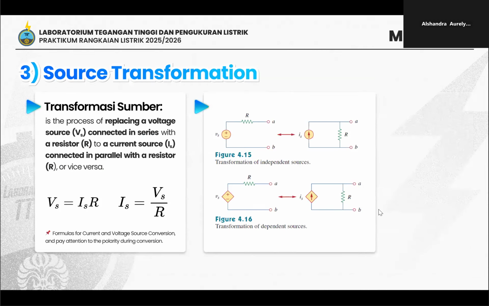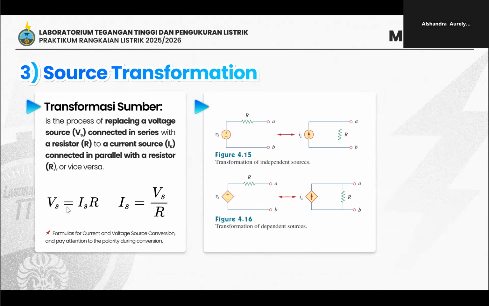Okay, next is source transformation. It's just a process of replacing a voltage source connected in series with a resistor with a current source connected in parallel with the resistor. As you can see here, we have a V source and an R in series. We can change it to an I source with a parallel resistor, and we can just use Ohm's law to find the I or the V that we don't know.